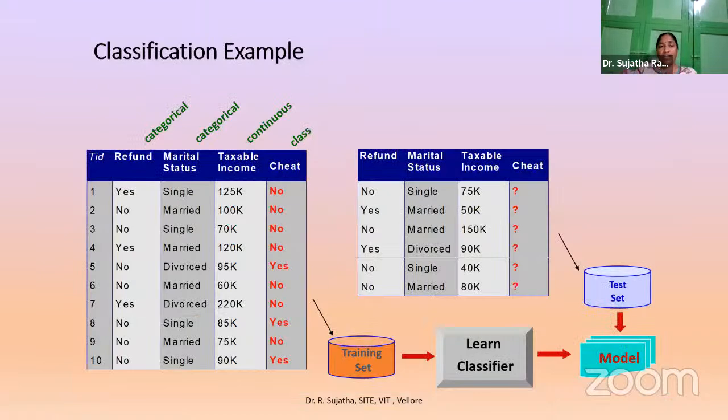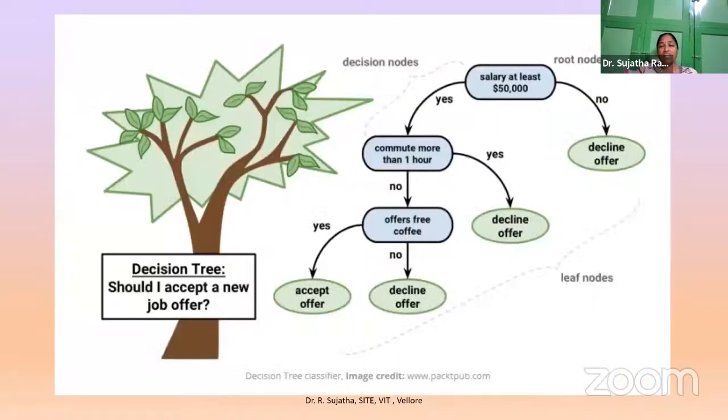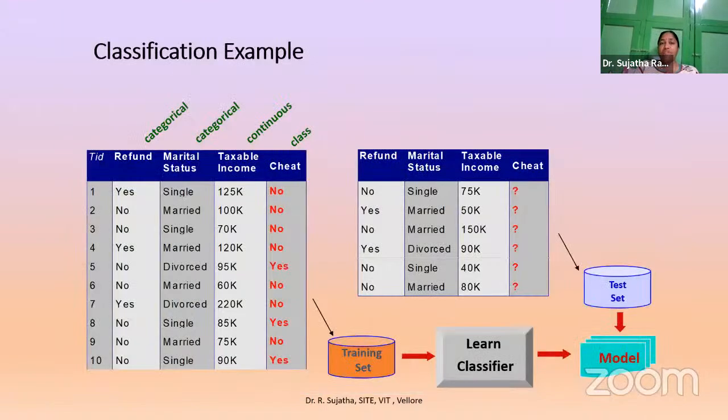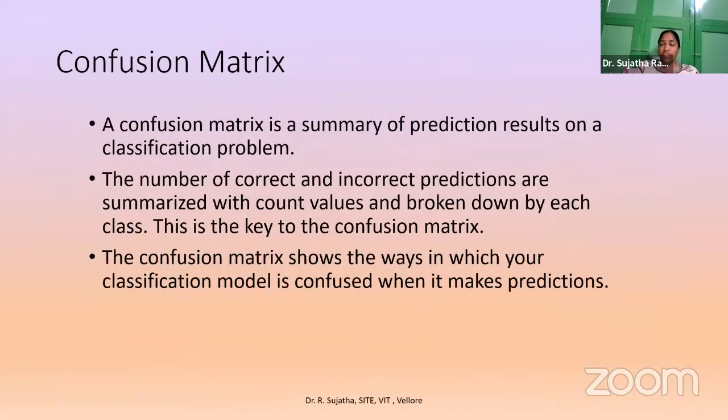Coming to another example: refund, marital status, taxable income, and cheat. So whether a person is a cheater or not. They're trying to make that model from the fraud detection point of view. So this is another example. All these have proper categorical values, so all of this falls under the classification type. As I said earlier, when the values are continuous in nature, it comes under the regression type. So now we have seen classification and regression.